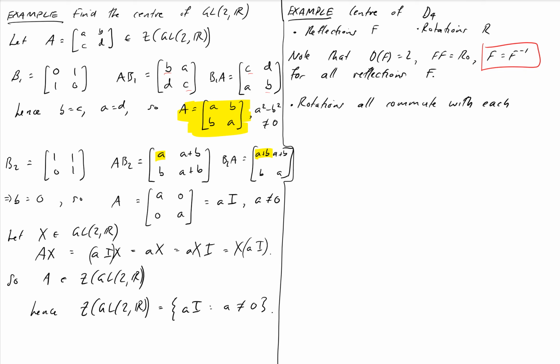So rotations all commute with each other. In fact, they form a cyclic subgroup, and that can be generated, as we looked at previously, by R90 or R270. Okay, so rotations are a good candidate, so do they commute with reflections?